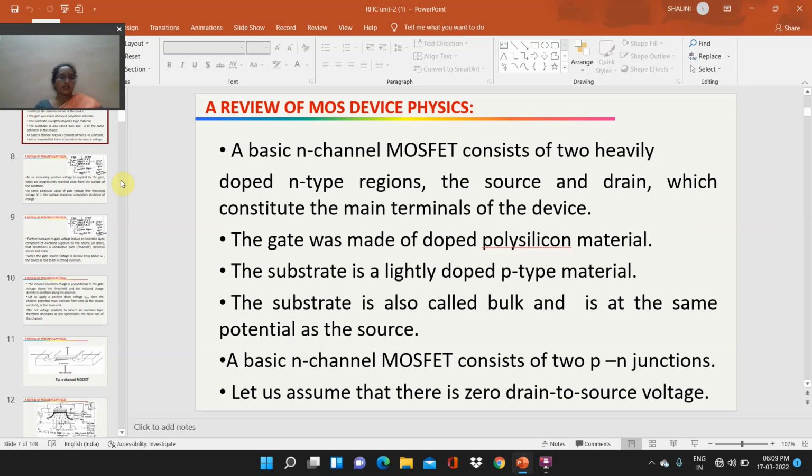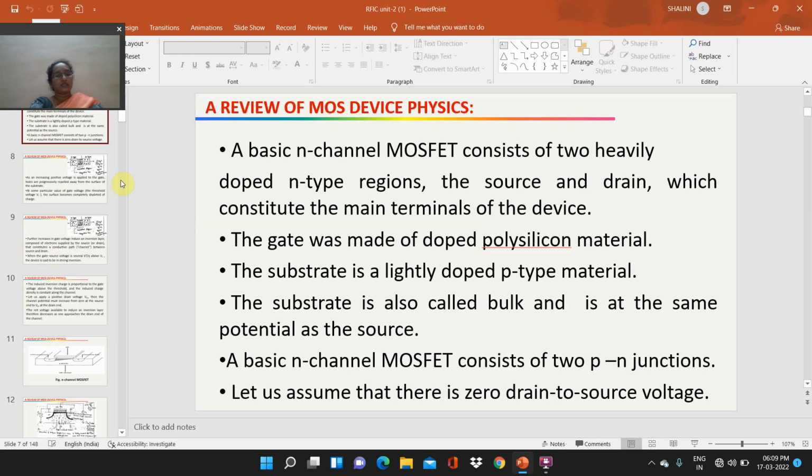Review of MOS device physics. A basic N-channel MOSFET consists of two heavily doped N-type regions, the source and drain, which constitute the main terminals of the device. The gate is made of doped polysilicon material. The substrate is a lightly doped P-type material, also called bulk, and is at the same potential as the source. A basic N-channel MOSFET consists of two junctions.